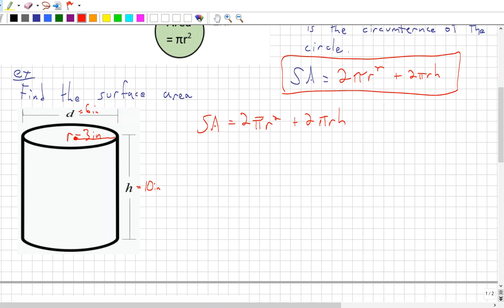Every other piece of information I have, pi, we're just going to use the pi button on our calculator. Sometimes people approximate it to 3.14. I don't often do that because every calculator has a pi button. Let's just use the pi button. It's far more accurate. So the surface area is equal to 2 times pi times the radius squared, 3 squared. You could just write 9 as well, because 3 squared is 9, plus 2 times pi times the radius, which is 3, times the height, which is 10.